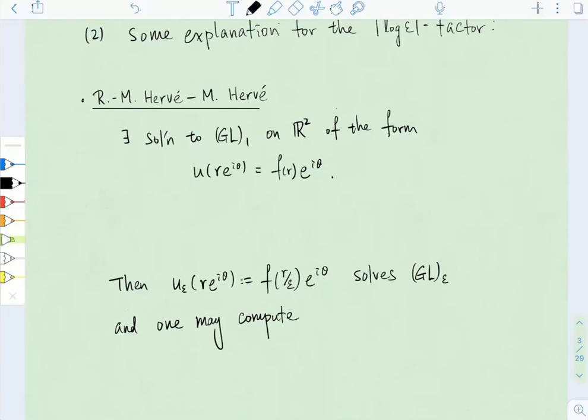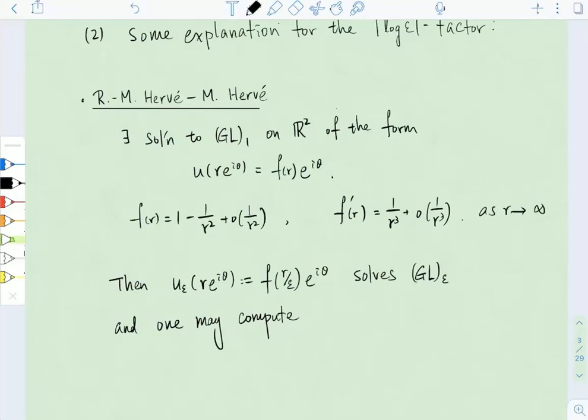And what I want to focus on is the asymptotics of the radial profile, which is the f function here. As r goes to infinity, f itself approaches 1 at this rate, and then little o of 1 over r squared. And then the derivative of f decays cubically. So these are both as r goes to infinity.